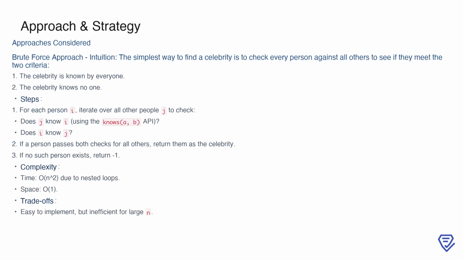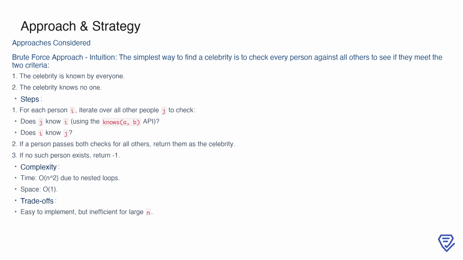To tackle the problem of finding the celebrity, we first consider the brute force approach. The intuition here is straightforward. For someone to be a celebrity, they must be known by everyone else, but they themselves shouldn't know anyone. Using this logic, we check every person against all others to see if they meet these 2 criteria. Specifically, for each person I, we iterate over every other person J and check 2 things: does J know I, and does I know J? If someone satisfies both conditions for all others, we identify them as the celebrity. If no one meets the criteria, we return -1.